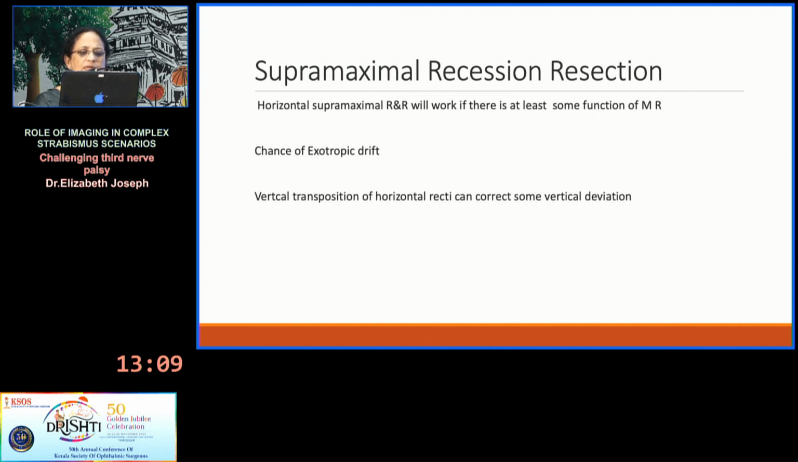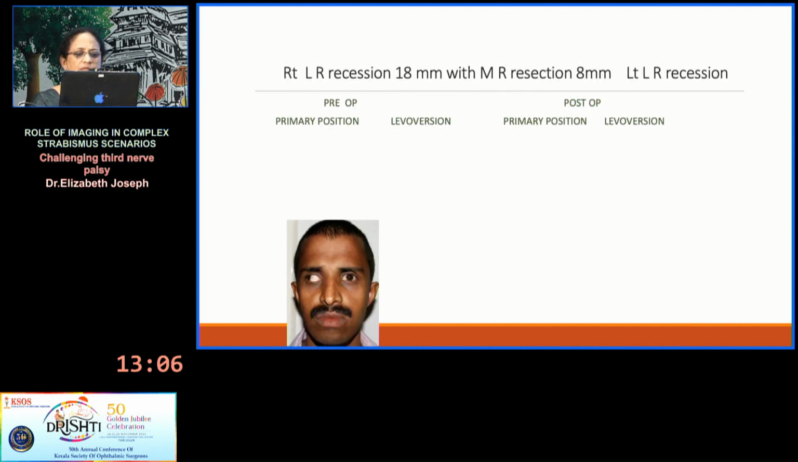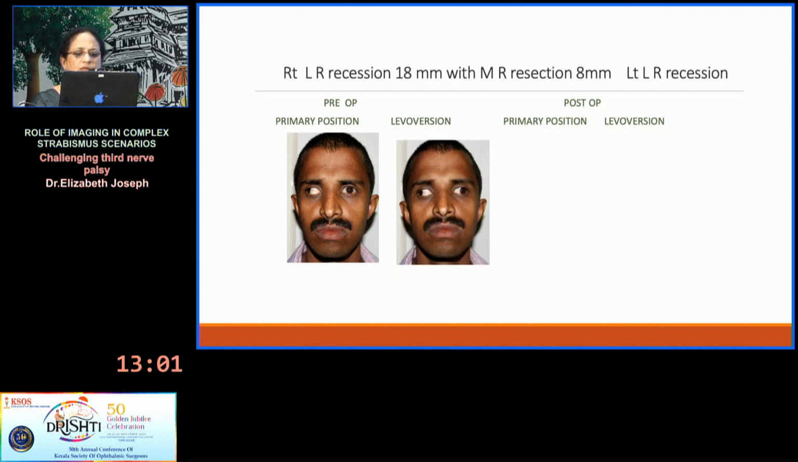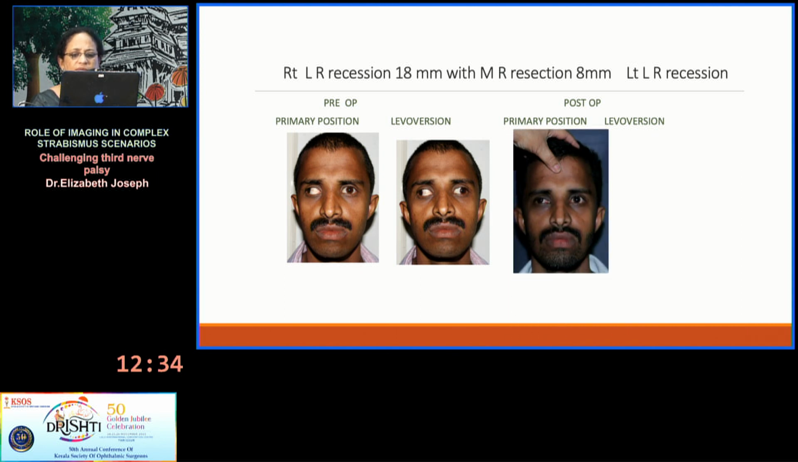Supramaximal recess resect is a very good procedure. See, this patient had a road traffic accident, presented with a large exotropia. The pupil recovered, and see this primary position exo, and on attempted levoversion there was no movement of the medial rectus, -5 limitation of adduction. So in that case, the ideal thing may be a lateral rectus transposition to the medial rectus, which is a very difficult procedure and is met with complications.